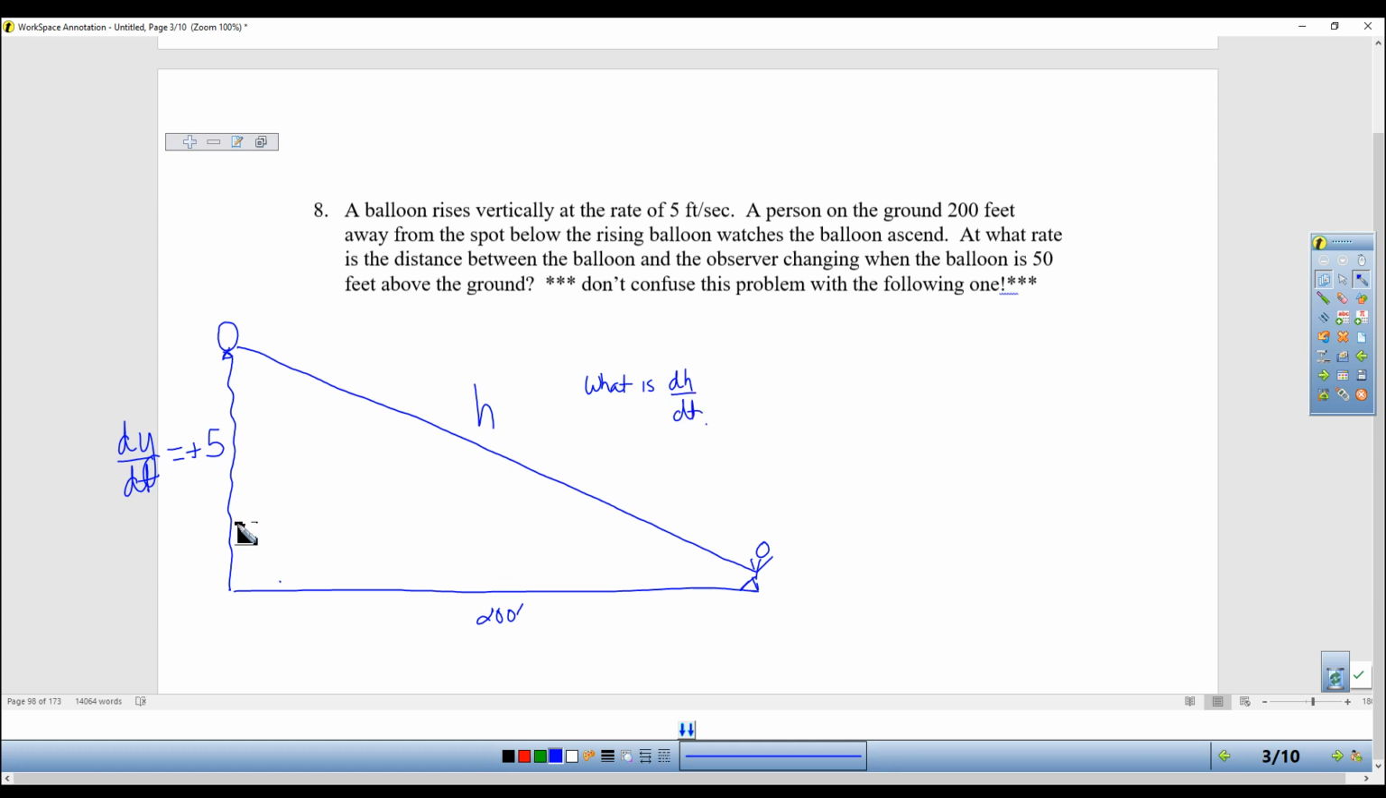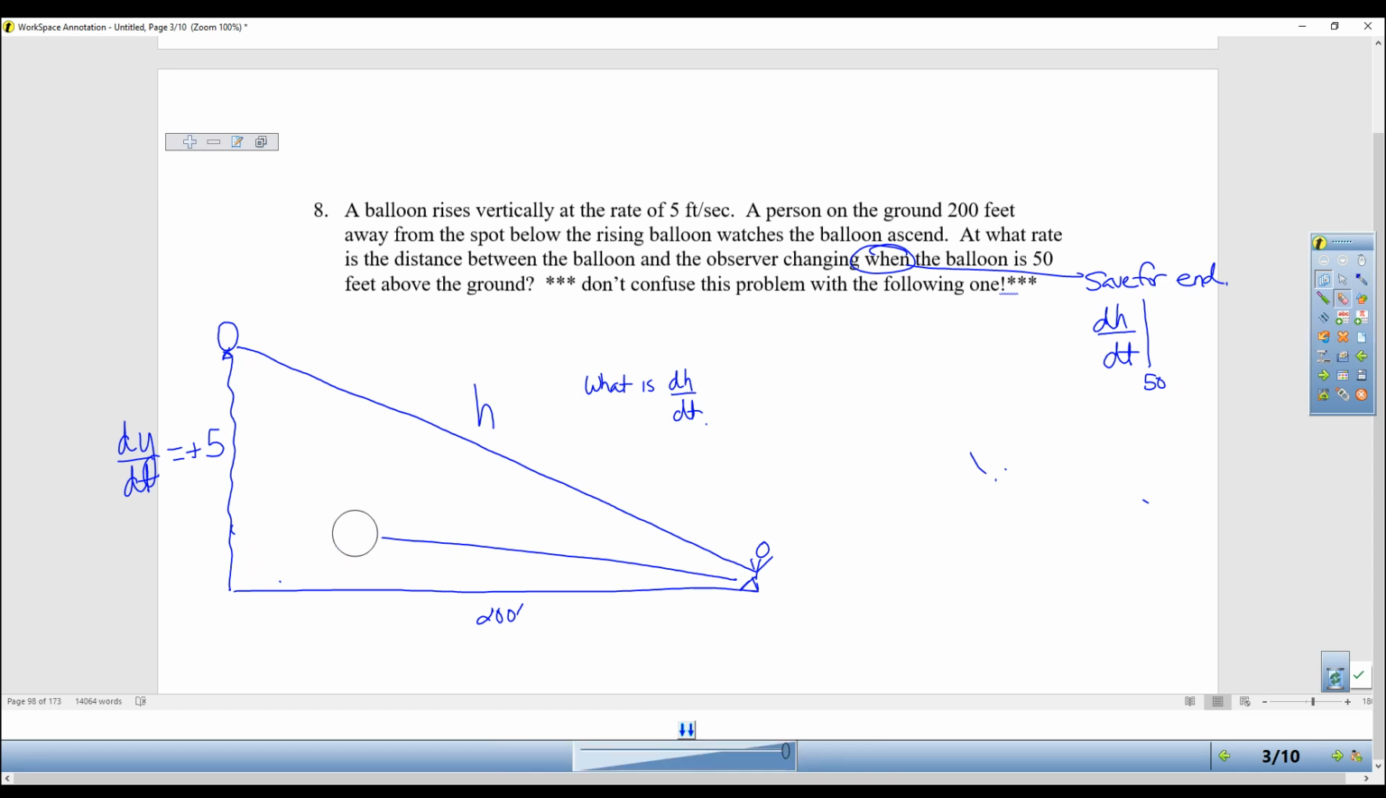So it's changing at a different speed when the balloon is down here than it is up there. So they're going to want to know it when the balloon is 50 feet, but that "when," remember, we always save for the end. So we do want to just find dh/dt in general, but at the end, we're going to want to know it at 50. Okay. All right, let me just not have too many things on my picture here, so I'm going to erase this one. So this is actually very similar to the ladder problem.